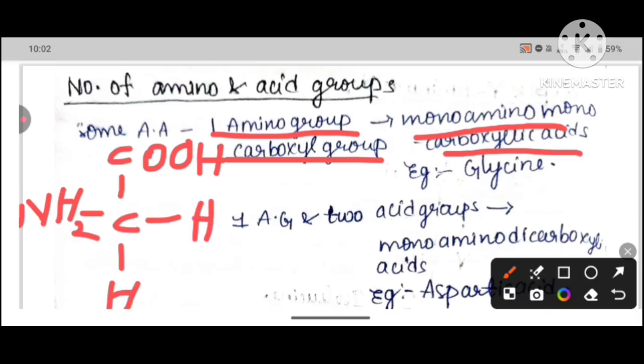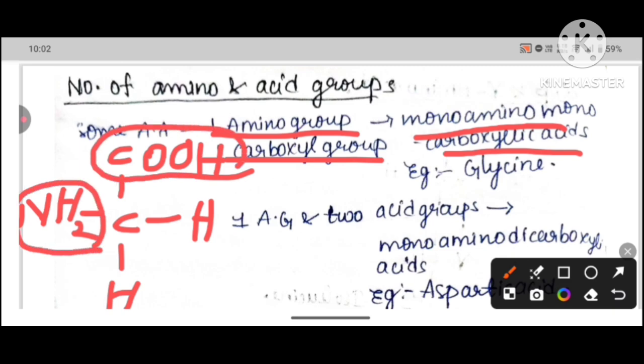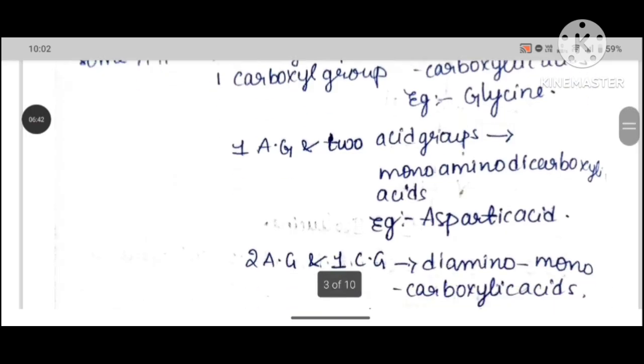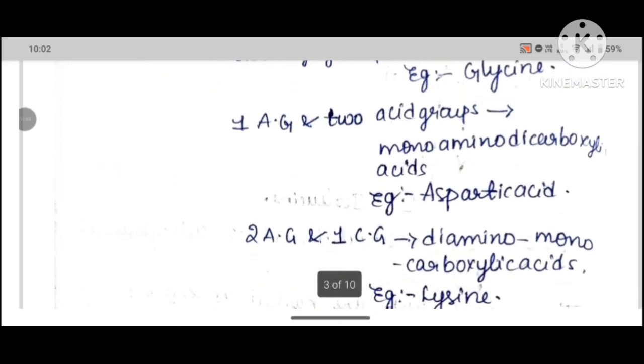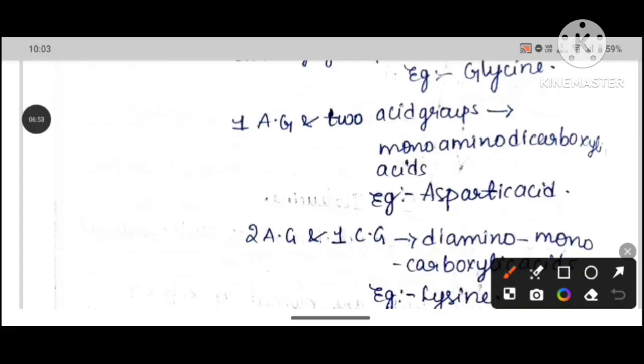So it consists of a single carboxylic acid group and a single amino group. That's why glycine is known as a monoamino monocarboxylic acid. If the amino acid consists of one amino group and two acid groups, then the amino acid is known as monoamino dicarboxylic acid. An example will be aspartic acid.